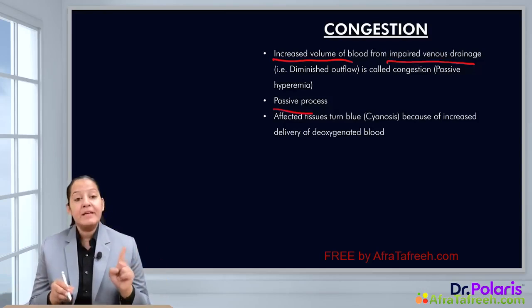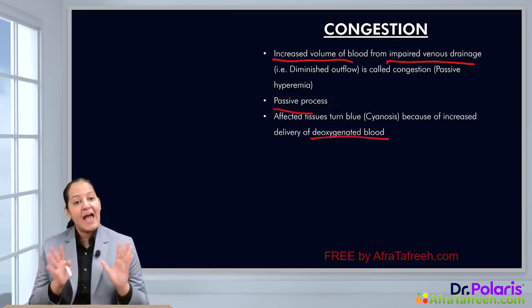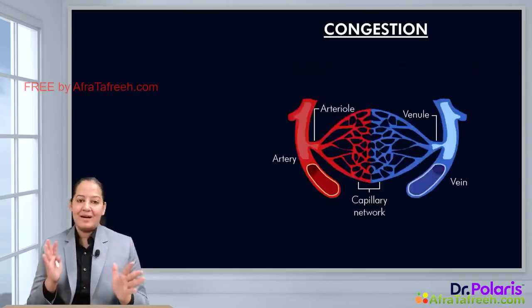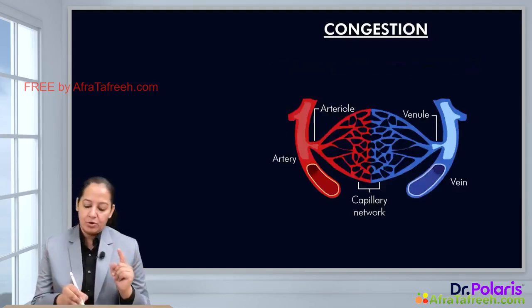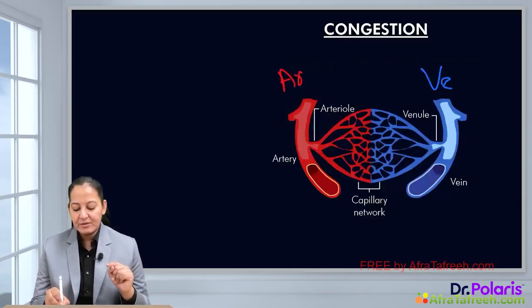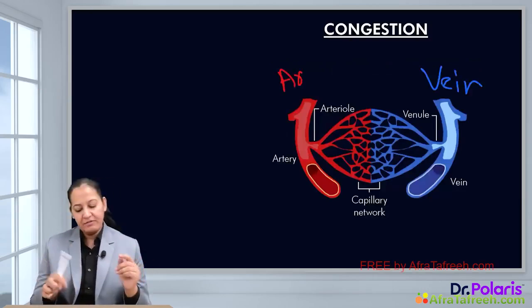And here, the deoxygenated impure blood is accumulated inside the organ. That's why the organ is bluish in color, and this is known as cyanosis. So you can understand now, hyperemia is due to artery dilatation and congestion is due to venous obstruction. One is active, one is passive.